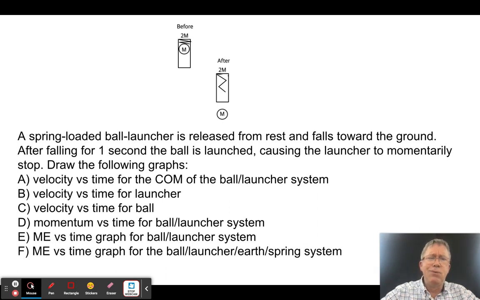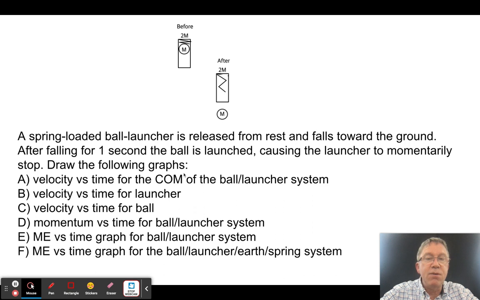Okay, now look at this one. I have a spring-loaded launcher like the kind we used when we were doing two-dimensional kinematics, and it's falling to the ground. So here it is on its way down, and we use a remote control to fire it on its way down. So it's going to shoot a ball downwards, and this is going to be an internal force between them, which is going to push this upwards. So after falling for 1 second, the ball is launched, causing the launcher to momentarily stop.